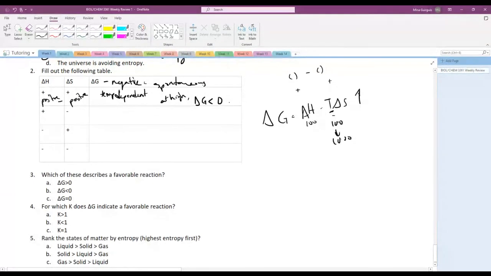Okay, I apologize if I didn't introduce that earlier. Delta G is our Gibbs free energy, and so the more negative it is, the more spontaneous the reaction is.